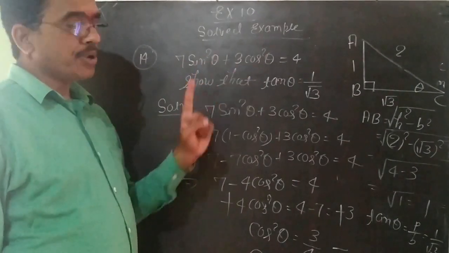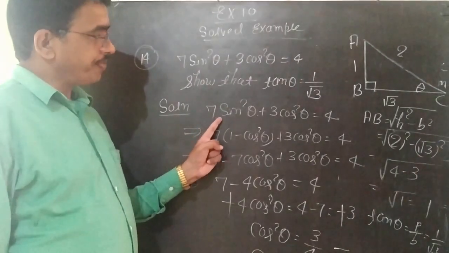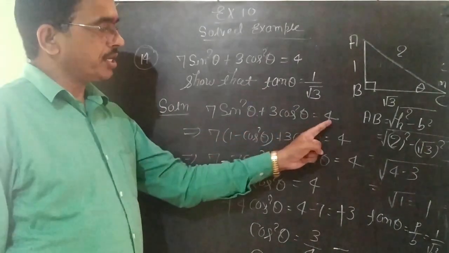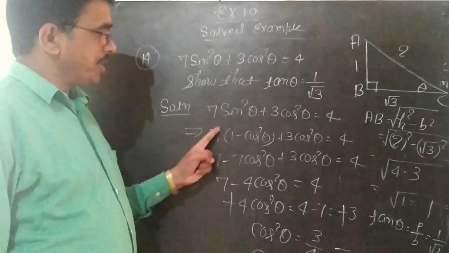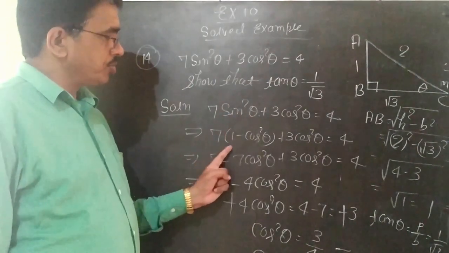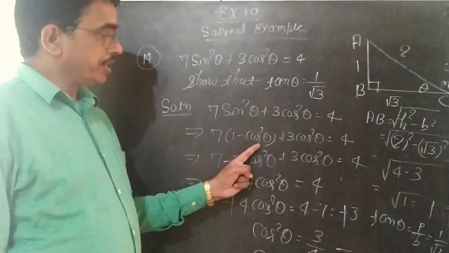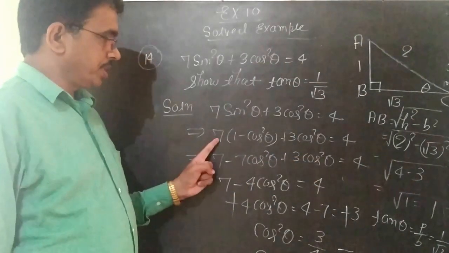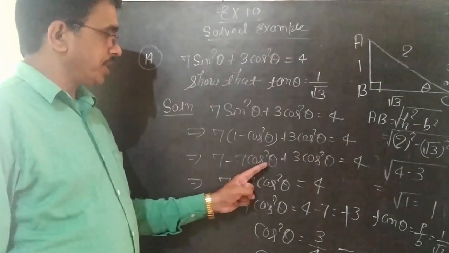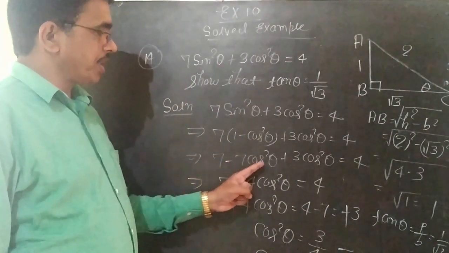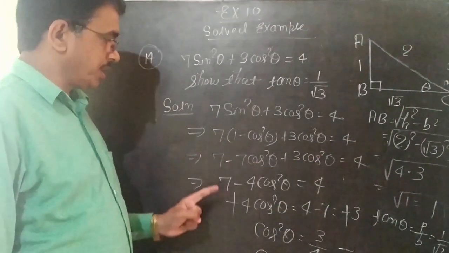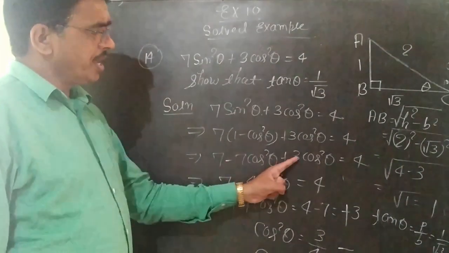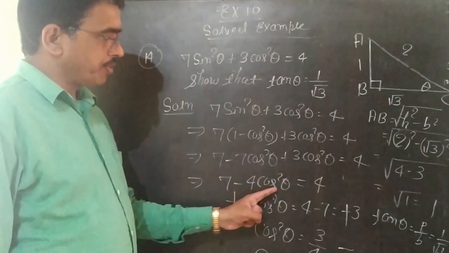In this question, we use the identity. I first write your question, 7 sin square theta plus 3 cos square theta is equal to 4. Now, in 7 sin square theta, sin square changes into 1 minus cos square theta. It is the first identity, and plus 3 cos square theta is equal to 4. Multiply 7 by cos square theta: 7 minus 7 cos square theta plus 3 cos square theta. Then you get 7 minus 4 cos square theta, because it is minus 7, it is plus 3, then it is minus 4 cos square theta.